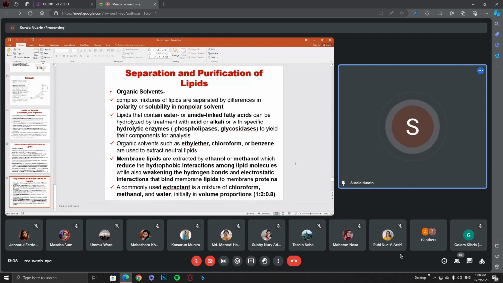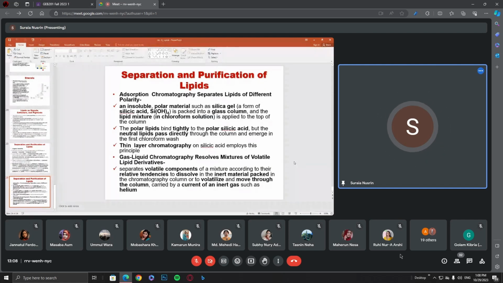Now the method usually used to separate the lipids is called adsorption chromatography. We already learned about chromatographic methods, and this is another one, called adsorption chromatography. We know that in a chromatographic method you have a solid phase and a liquid phase, and you have to make a column of the solid phase.